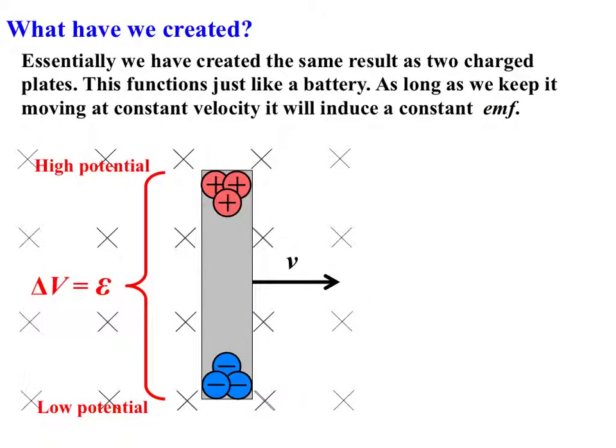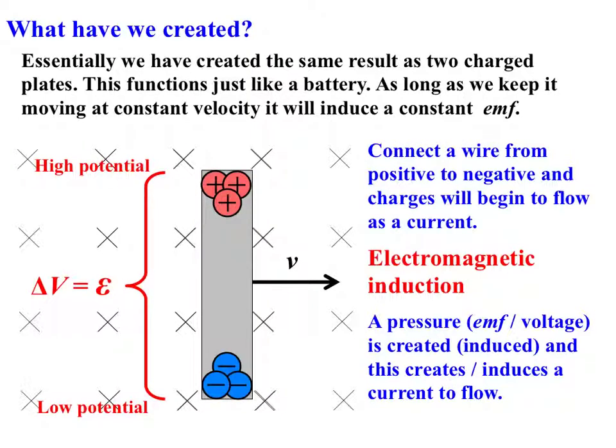So if you think about this, this is essentially the same result as two charged plates. Again, this function is like a battery. As long as we keep it moving at a constant velocity, it would induce a constant EMF. So if we connect a wire from the positive to the negative, charges are going to begin to flow as current. This is called electromagnetic induction.